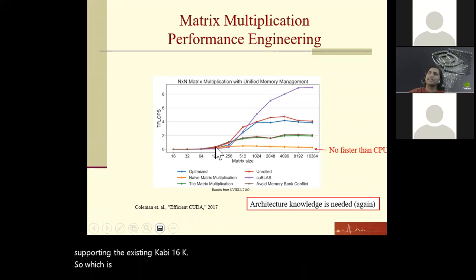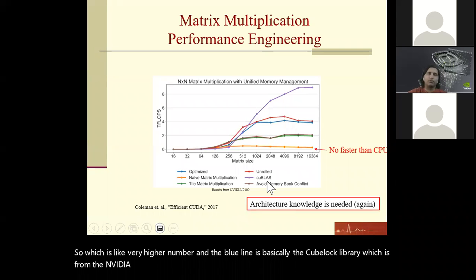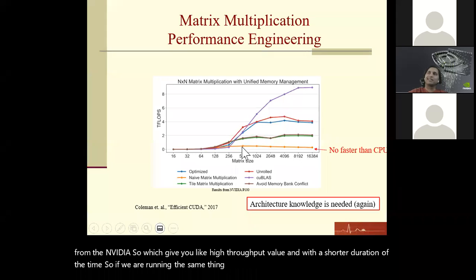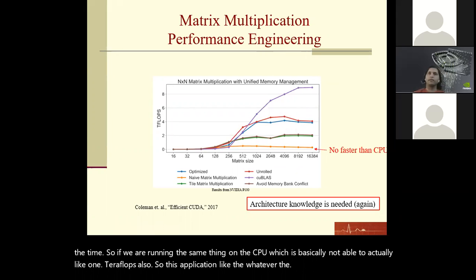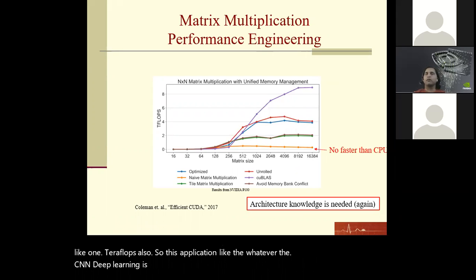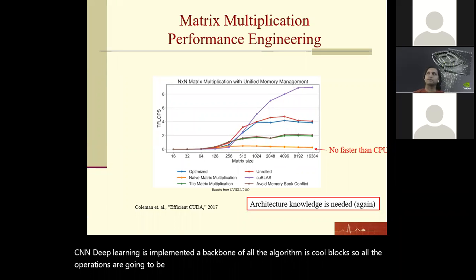The blue line is the cuBLAS library from NVIDIA, which gives you high throughput in a shorter duration of time. If we run the same thing on the CPU, it is not able to achieve even 1 teraflop. In this application, whatever CNN deep learning is implemented, the backbone of all the algorithms is cuBLAS. All the operations are designed by the cuBLAS algorithm.